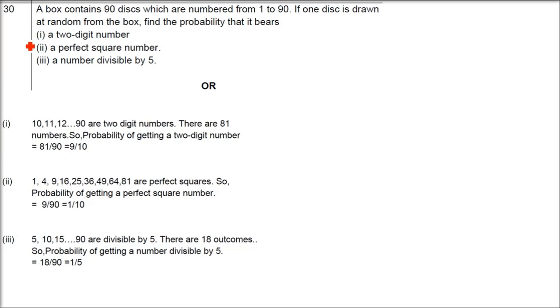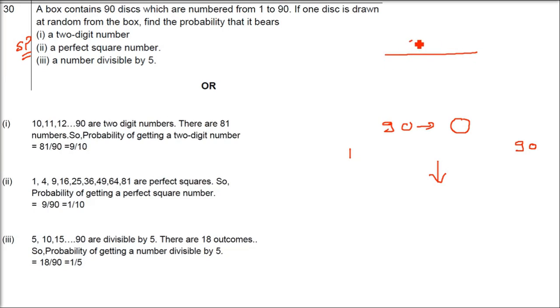Questions which are related or almost equivalent to this type will come, so you have to prepare like this. There are 90 discs, round shaped. 90 discs are there, and the numbers 1 to 90 are written. One of the discs is taken from here randomly. It can be any disc. Find the probability that it bears a two-digit number.